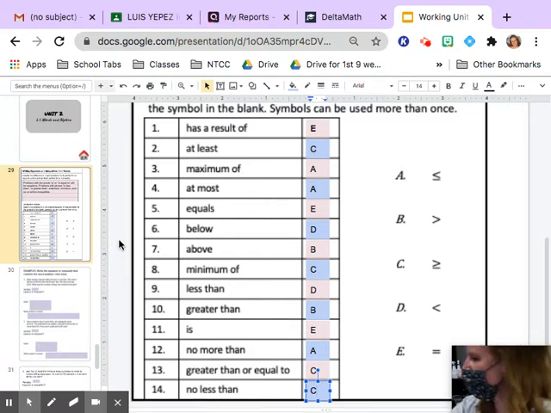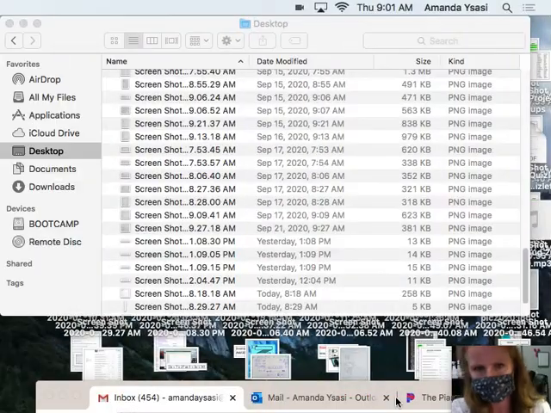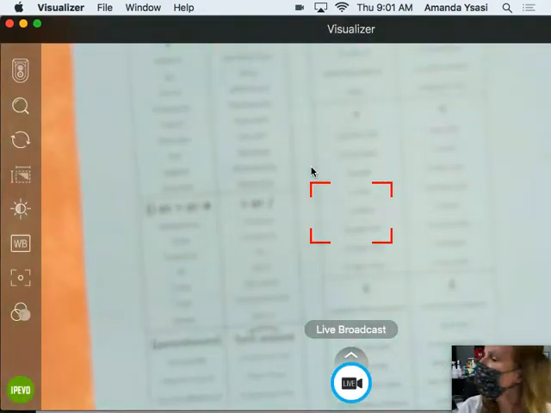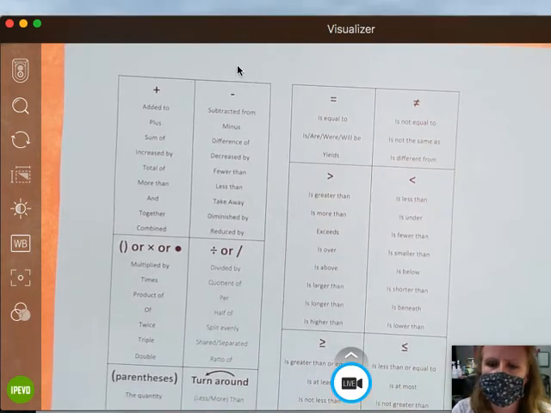Okay, let's look at that paper that I passed out. And we are going to write just a few notes on there to help us remember the ones that get confusing. The ones that get confusing are the ones that have turnaround or parentheses. Okay, so let me pull up my composition book. Do we glue this in to our composition book? Yes, we're going to glue it in. All right, so this is the paper.